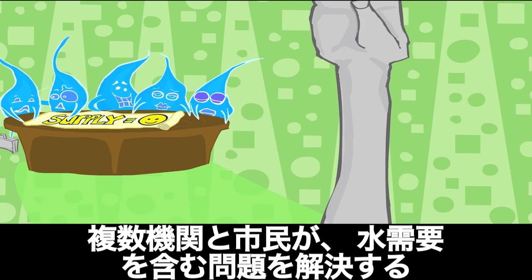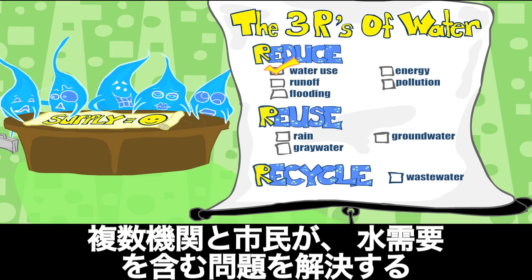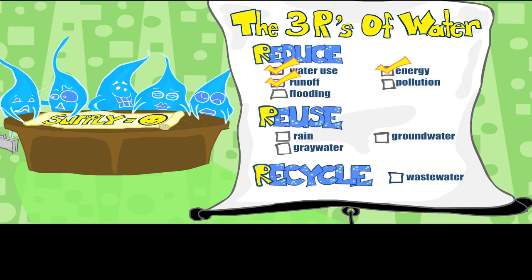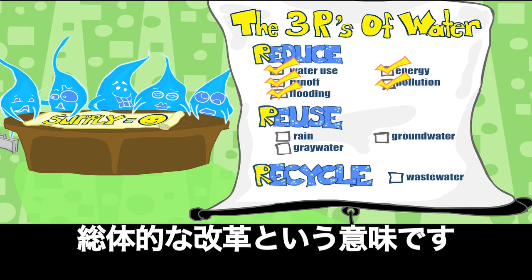True integrated water management means holistic reform that integrates multiple agencies and members of the public and solves multiple problems beyond just meeting our ever-increasing water demands.